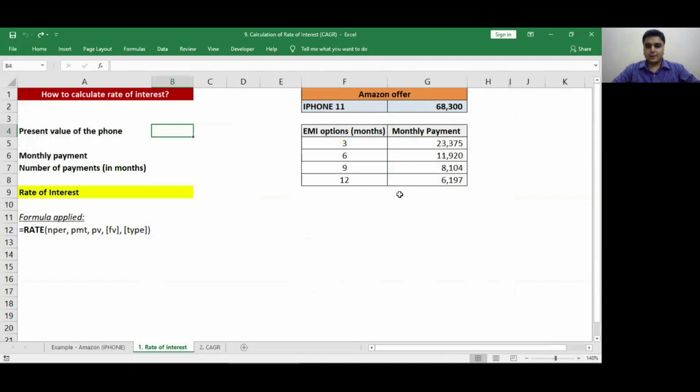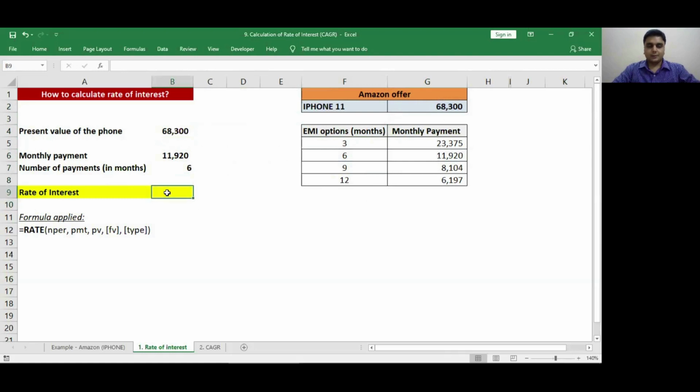मैंने सारी डिटेल्स जो हम लास्ट वर्कशीट पे देख रहे थे वो यहाँ पे प्लॉट कर दी है, wherein the cost of the iPhone is 68,300 and all the options provided by HDFC Bank are also mentioned here. So present value of the phone would be 68,300. Monthly payment option, let's say we go ahead with the option of 6 months. So the monthly payment will be 11,920. Number of payments will be 6.